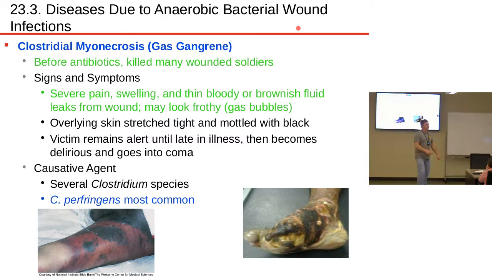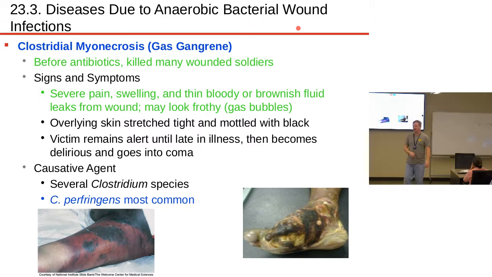This one in particular that we're going to talk about that's most common is one called Clostridium perfringens. And that is one that usually we see associated with gas gangrene.